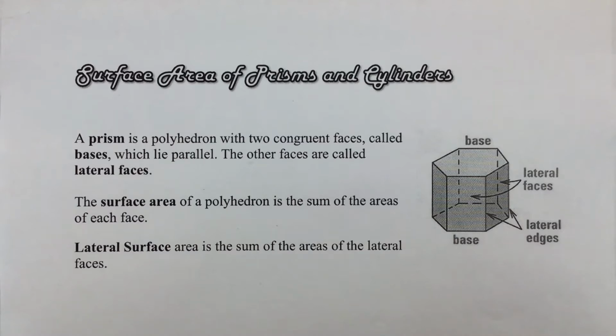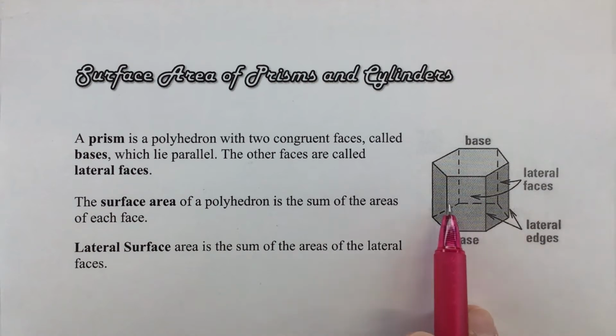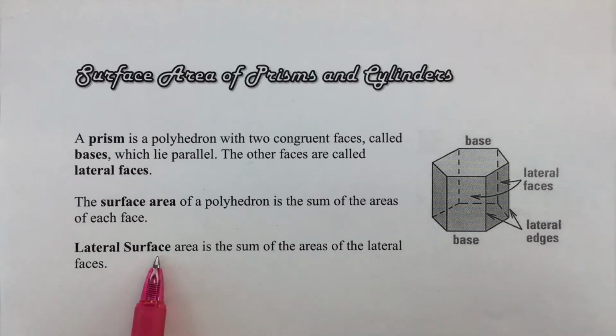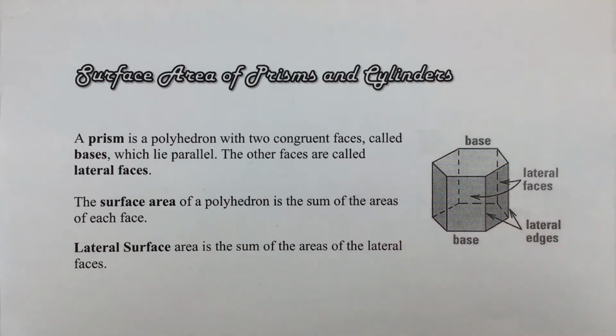The surface area, which is generally thought of as the total surface area of a polyhedron, is the sum of the areas of all the faces. Okay, so the surface area here is going to be the area of the two hexagons and the 6 rectangles that we have. The lateral surface area is the sum of the areas of the lateral faces. So that would be all the surface area minus the bases that we have.